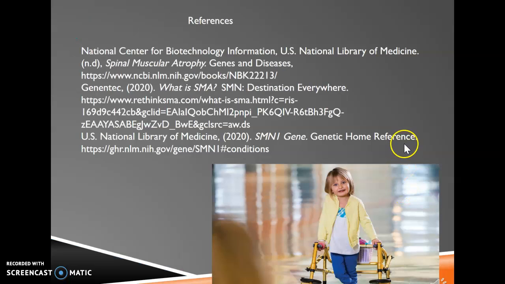So this is just my references, and then a quick little reminder of how beautiful each and every individual is, no matter what influences their genes have had on their minds or on their bodies.